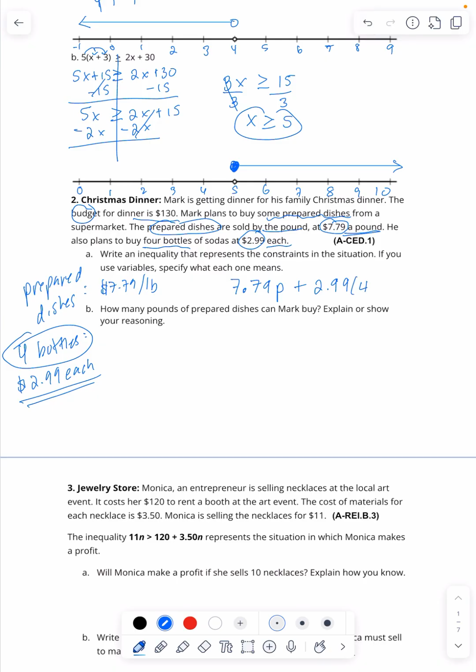But we know how many bottles they're gonna buy. They're gonna buy 4 of them. So all this amount that they're buying, when it comes to the prepared dishes and the sodas, we have to remember that we still have this budget of 130.